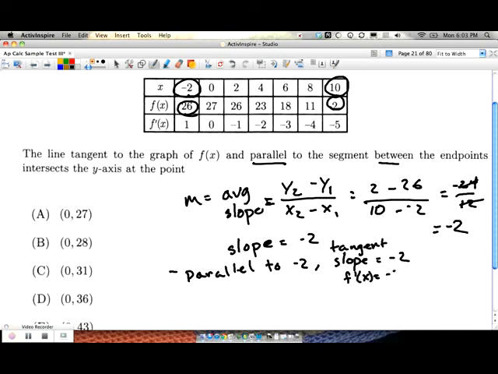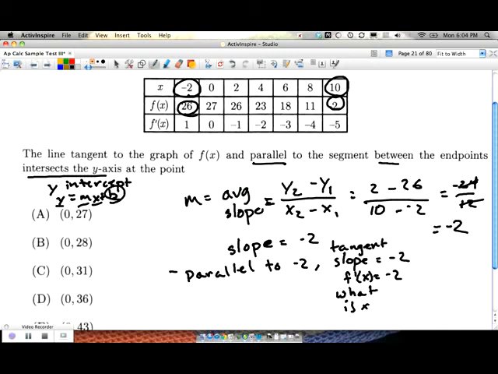So f prime of x equals negative 2 means I need to figure out when, or what is x. Why do I need to know that? Because it's asking me to find the y-intercept. But I can't even find the y-intercept if I don't know my equation. Because my equation is going to be y equals mx plus b. Well, I know m, that's negative 2. I need to figure out x and y and then find b.